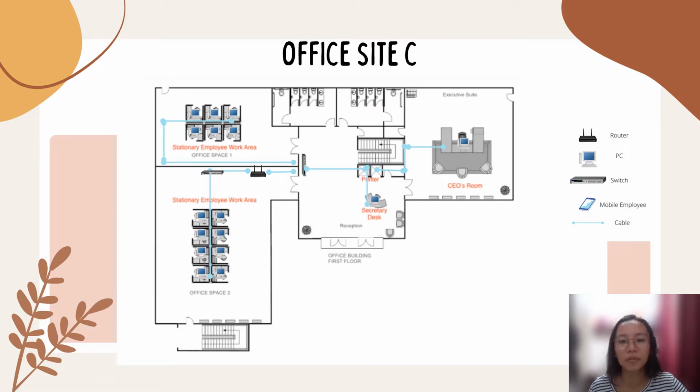And finally, for Office Site C, only one switch will be placed in this area. It will connect to the devices in the stationary employee work area at office space 1. And then it will connect to the stationary secretary desk and link to the CEO's room. And then the switch will be connected to the router and connected again to the switches to give the link to the devices at the stationary employee work area.